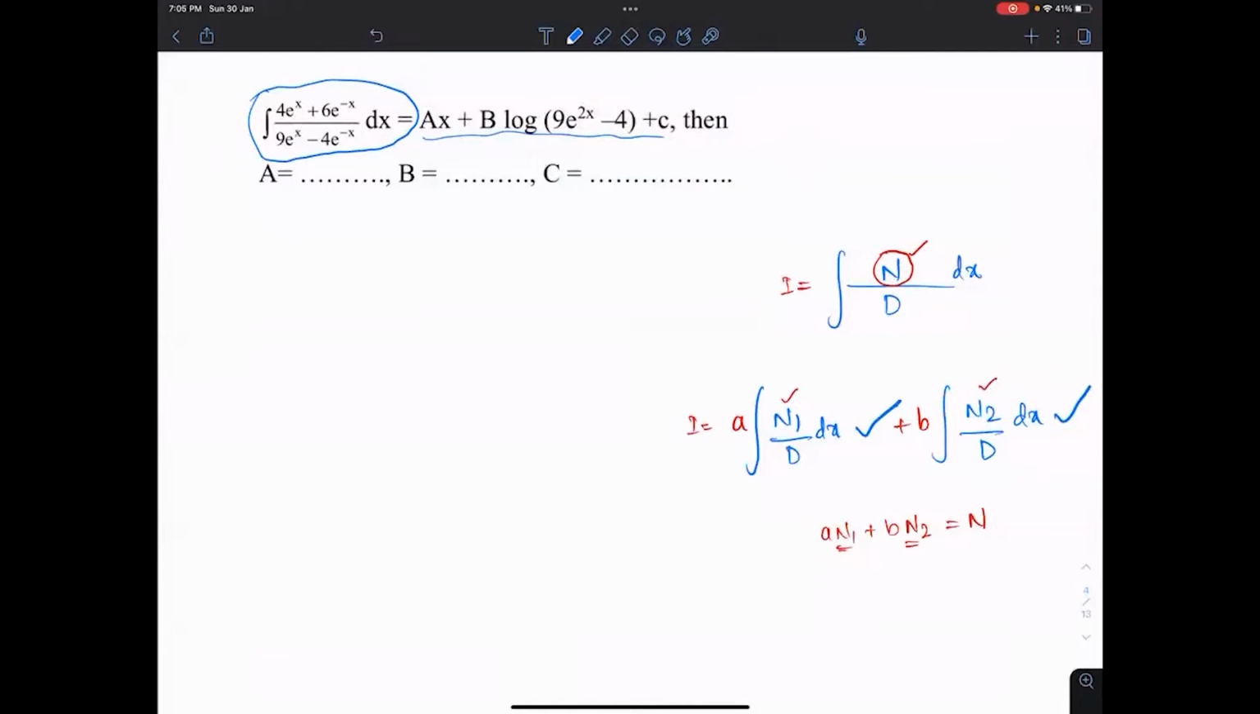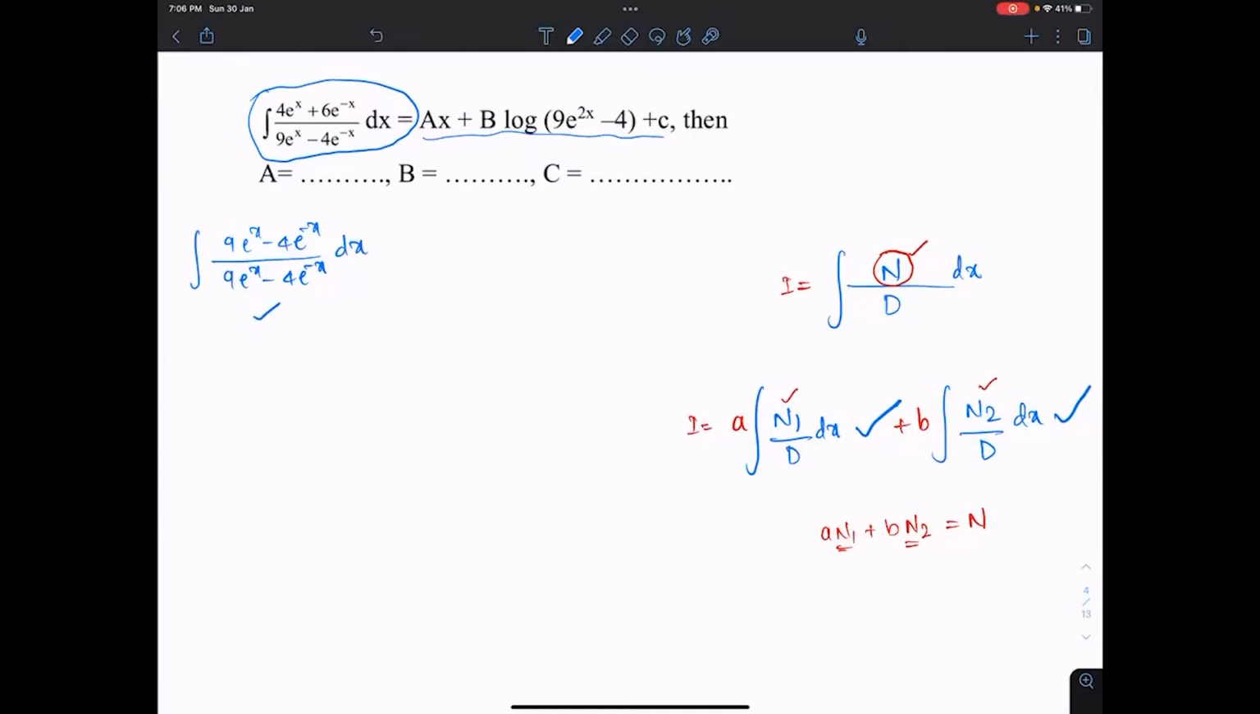Here, see, what is the denominator? 9 e power x minus 4 e power minus x. Now in the numerator, if there was 9 e power x minus 4 e power minus x, can you solve this integration? Very easy. What is there, sir? One only, na? Yes, we can solve.